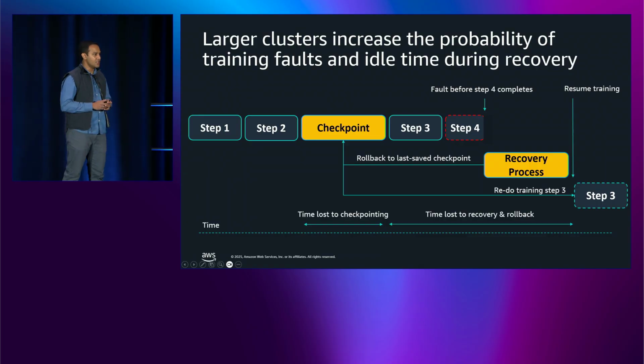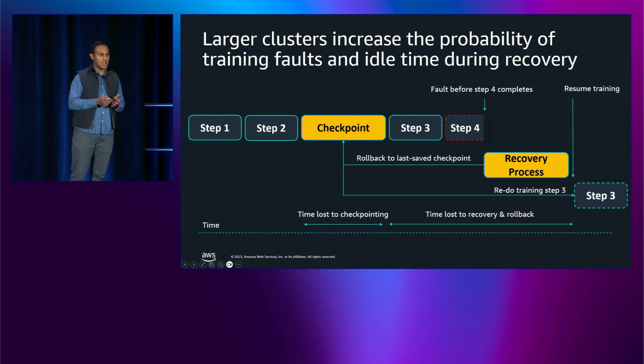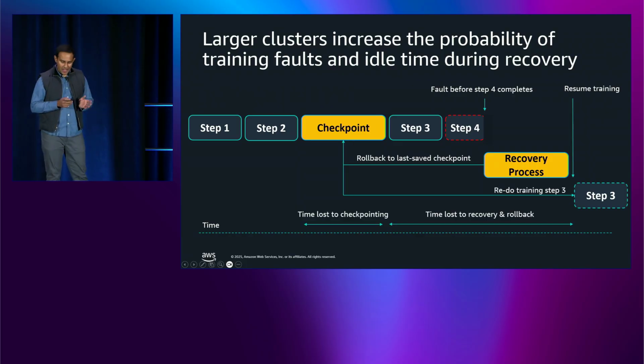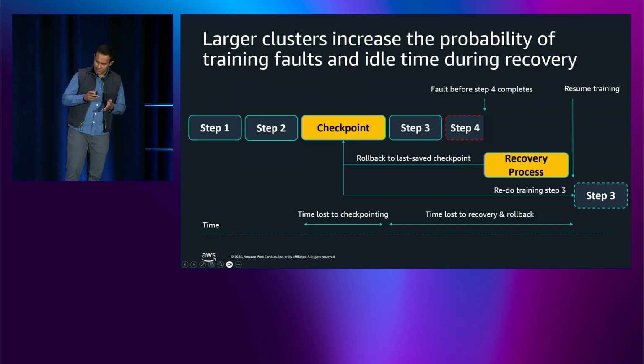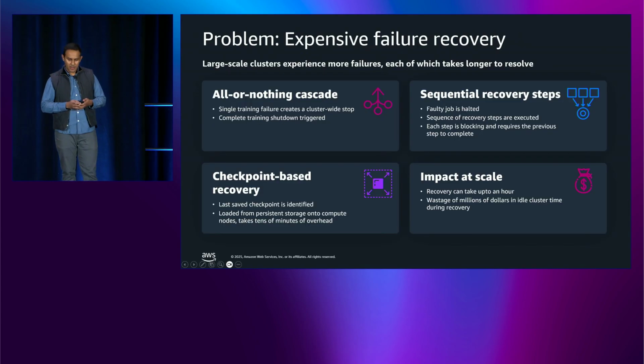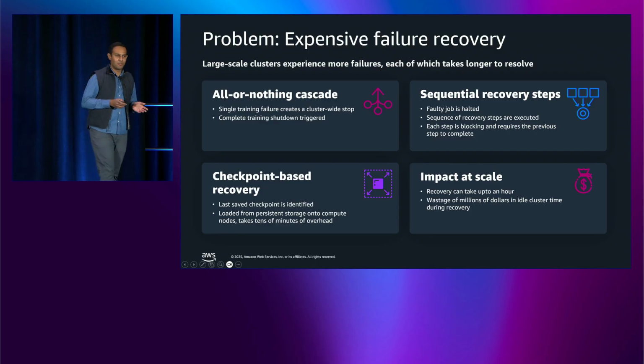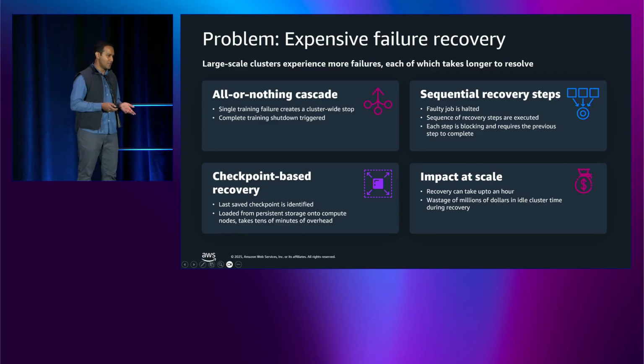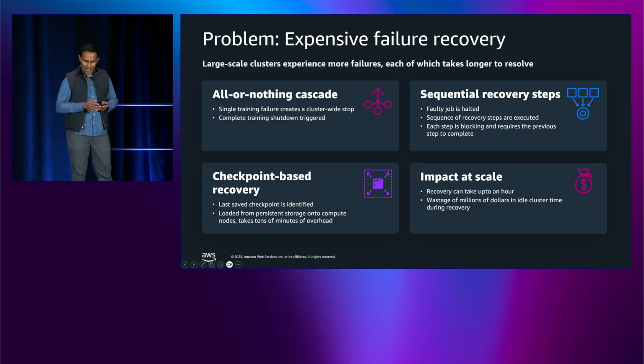The fundamental challenge is that with large clusters, and even smaller clusters for that matter, checkpoint-based recovery leads to idle time during training. Anytime there is a fault, essentially you need to halt the cluster, reload your last saved checkpoint, and then resume training. But even recovering from the last saved checkpoint isn't as trivial as it sounds. This is primarily because with checkpoint-based recovery, there's a sequence of events where every event needs to happen before the next event can happen. So it's this cascade of events that are blocking and sequential.